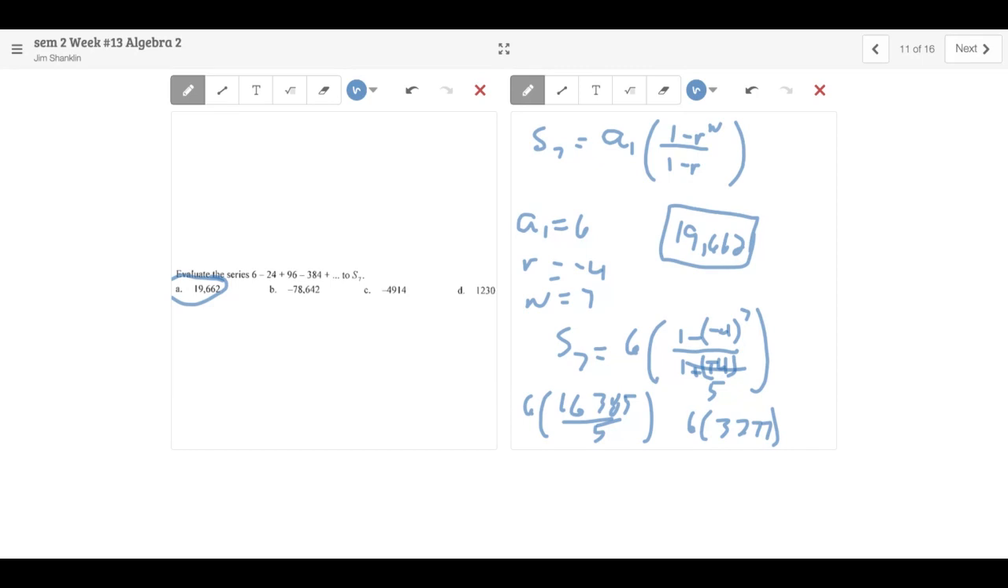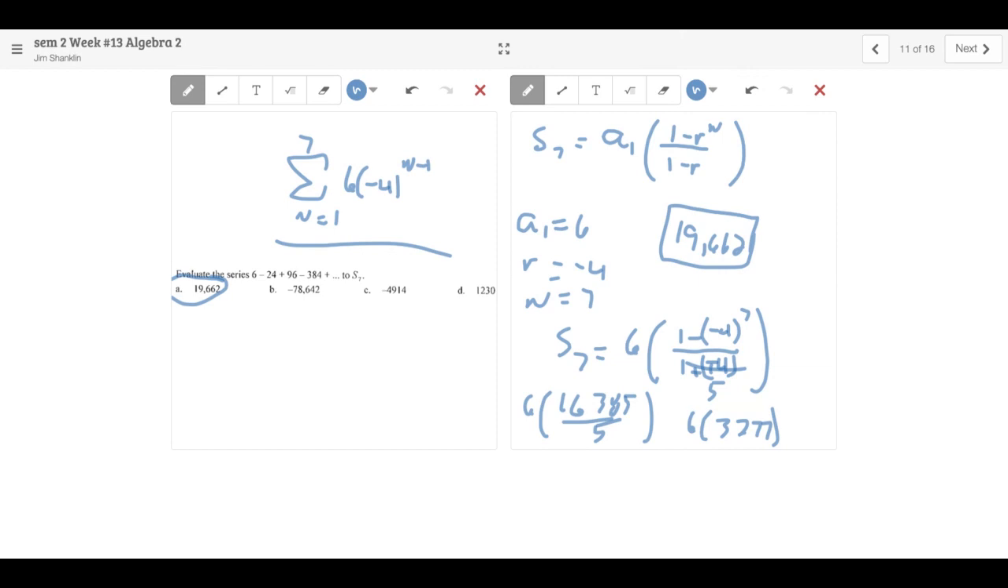Oh, and you use Desmos? That is another way to use it. I didn't even think about that. So yeah, you could go n equals 1 to 7. And then what was our equation? It was 6 times negative 4 to the n minus 1. So you could just plug that into Desmos. That would work. Yeah. Never even thought about doing it that way.